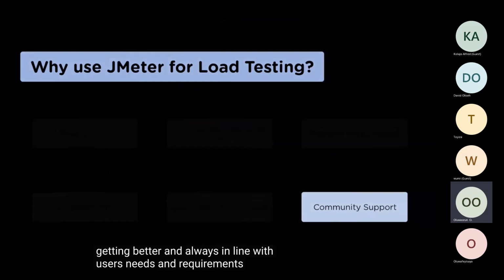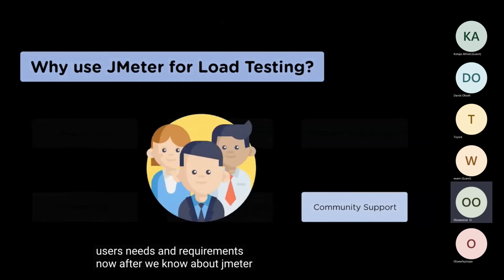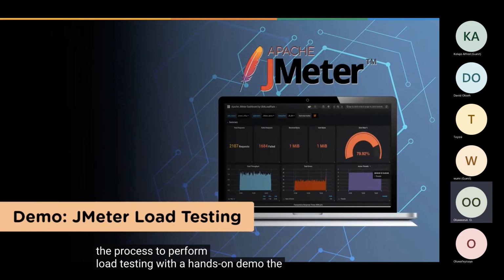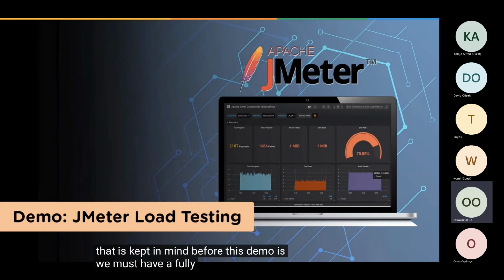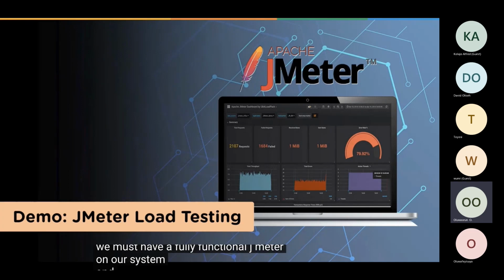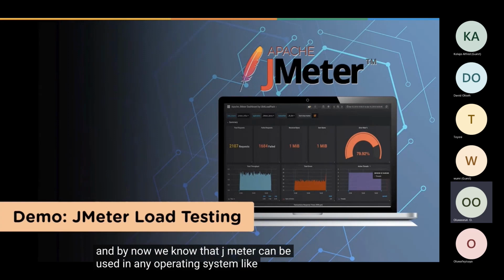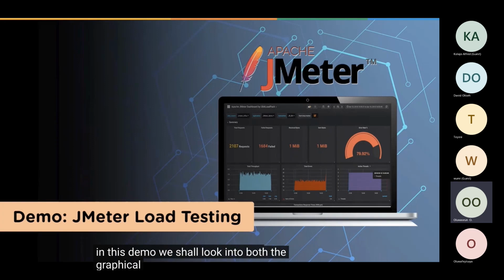Now, after we know about JMeter and the reasons to use JMeter, let's understand the process to perform load testing with a hands-on demo. The only thing that is kept in mind before this demo is we must have a fully functional JMeter on our system, and by now we know that JMeter can be used in any operating system like Linux, Windows, Mac OS, and Ubuntu. In this demo, we shall look into both graphical user and non-graphical user interface mode of load testing.